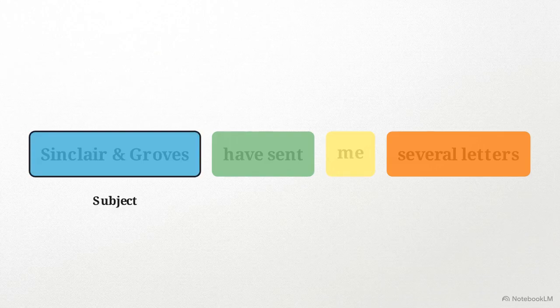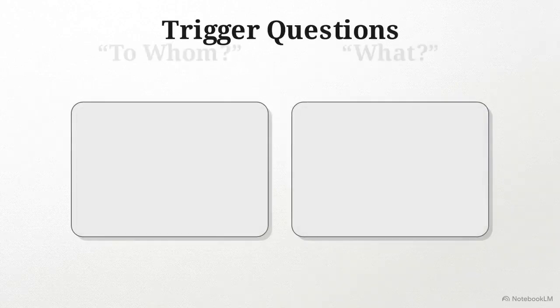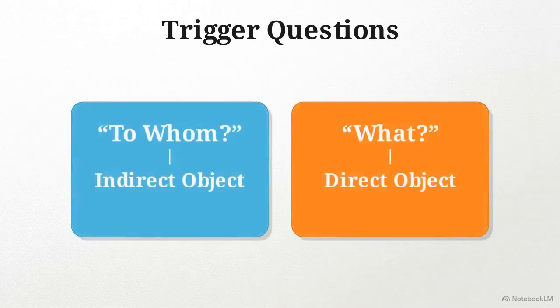Sinclair and Groves is the subject. Have sent is the verb. What was sent? Several letters, the direct object. To whom? Me, the indirect object. Applying these trigger questions, you can accurately categorize the components of sentences that involve multiple targets.